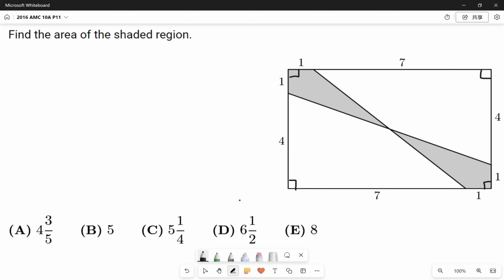Okay, so this problem here is problem 11 from 2016 AMC 10A. It says, find the area of the shaded region. And we have a graph.